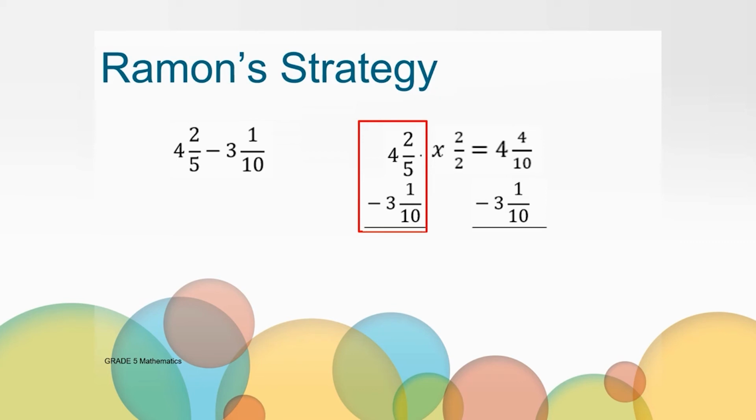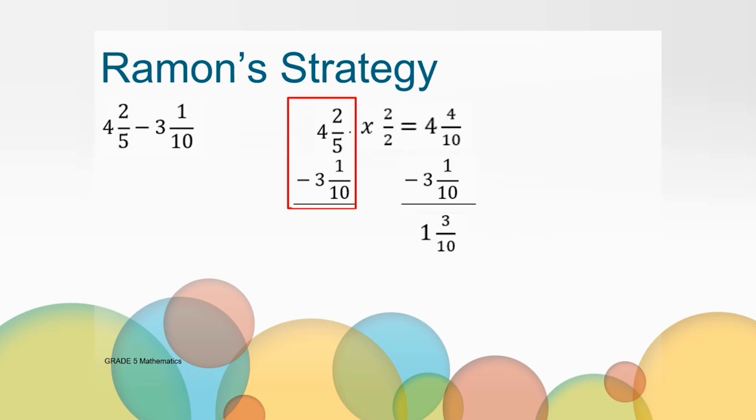Then he subtracted 3 1/10. When subtracting, Raymond started with the whole numbers, 4 minus 3, which equaled 1, and then the fraction, 4/10 minus 1/10, which is 3/10. So the difference is 1 3/10.